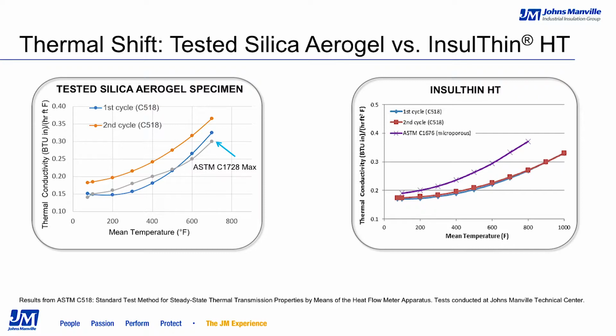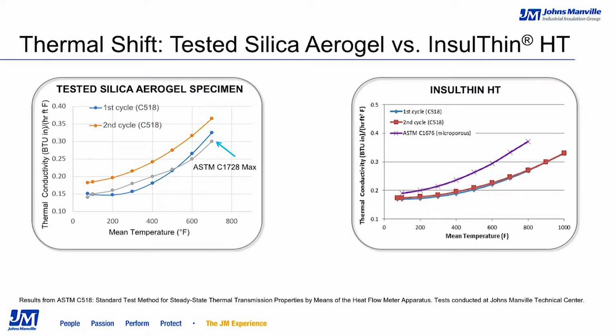The first line, the blue line, is going to be a first test cycle for the C518 test, and that is going to be testing for K values. We're going to take it from ambient, ramp it up to about 900 degrees, testing for K value along the way. The red line, the second line, is going to be a second test cycle for the same test, the C518. Ideally, we'd like to see those lines overlap, and as you can see on the Insulthin K-curve chart, those lines overlap very well.